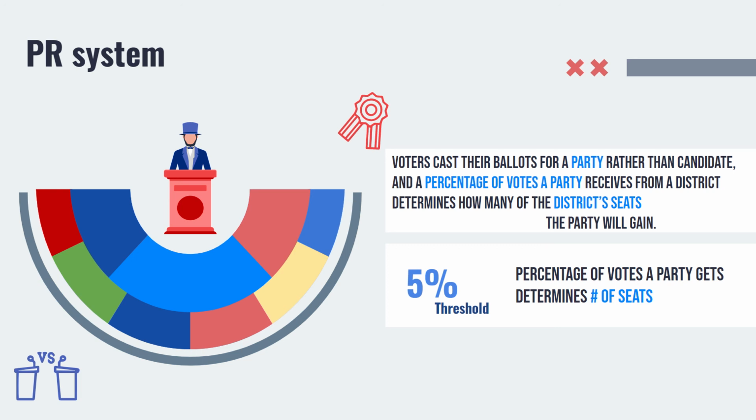Voters cast their ballot for a party rather than a candidate. And the percentage of vote a party receives from the district determines how many district seats a party will gain. The minimum percentage of vote that a party must receive in order to win even one seat in the legislature is usually 5%, which is called the threshold.